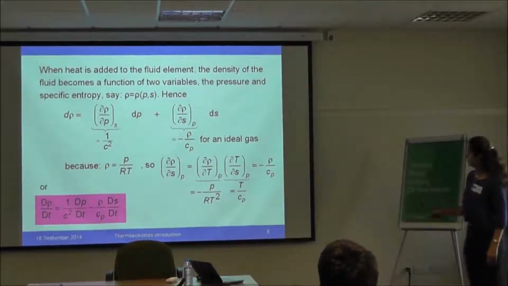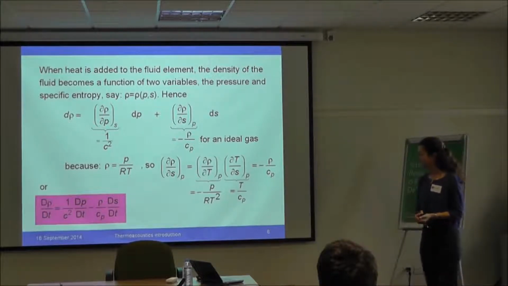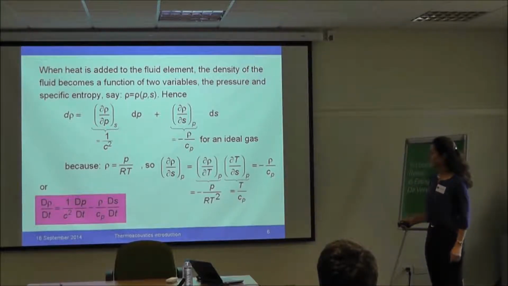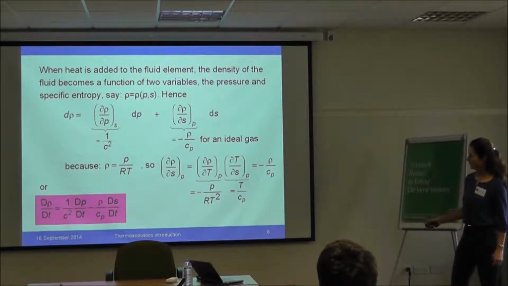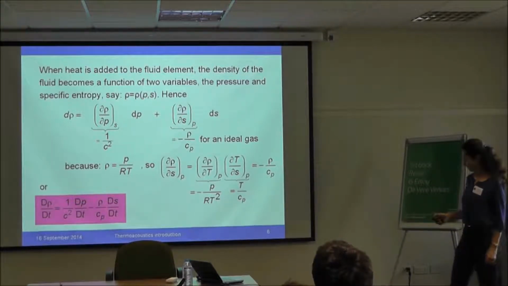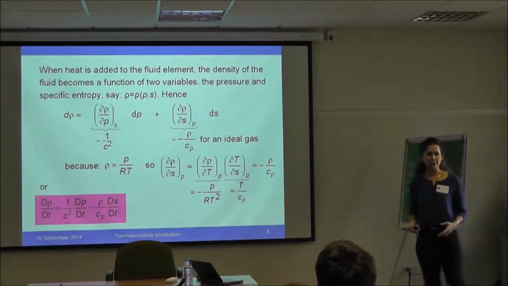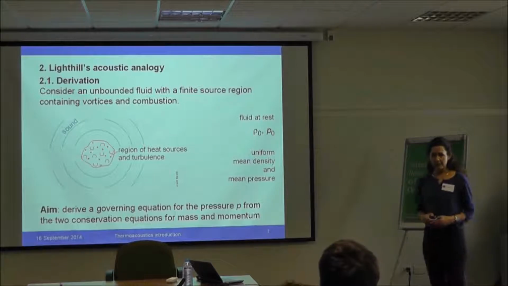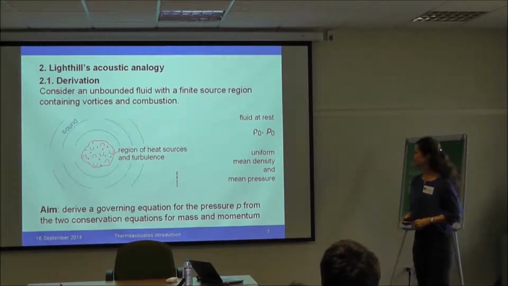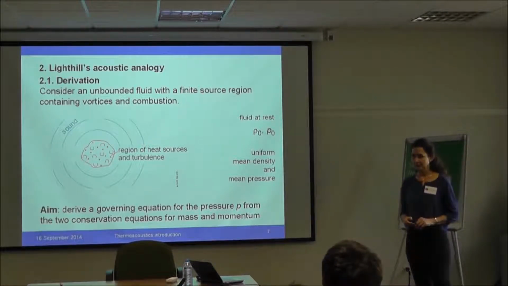So if we sum all this up, we can say that if we have an element of mass, its density changes according to this equation. dρ by dt is given in terms of the change of pressure, dp by dt, and in terms of the change of the entropy. And that is an important equation. I've put it in a pink box to highlight it. I'm going to come back to that. Right, so that's the basics. Let's now move on to Lighthill's acoustic analogy, and I'm going to try and derive it in detail.